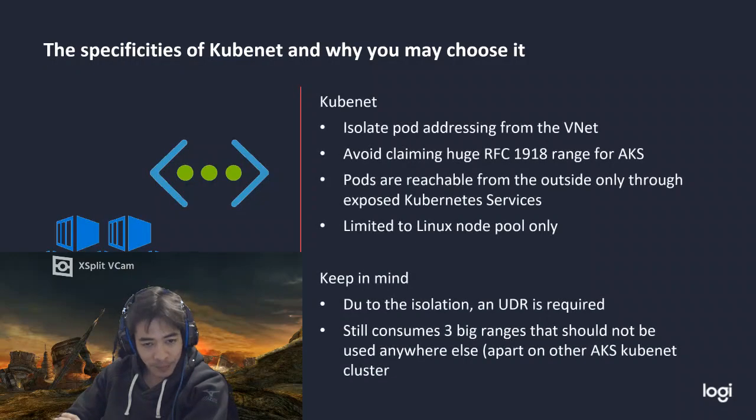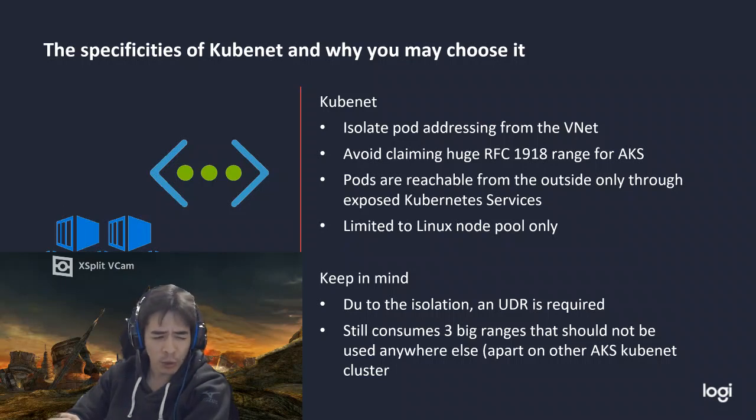So if we now focus on the differences, the specificities of kubenet and why it could be a good choice: since there is an isolation of the pod addressing from the VNet, it avoids claiming huge ranges in your infamous RFC 1918, which are 10.0.0.0/8, 172.16.0.0/12, and then 192.168.0.0/16.